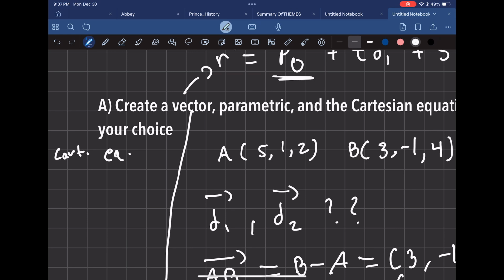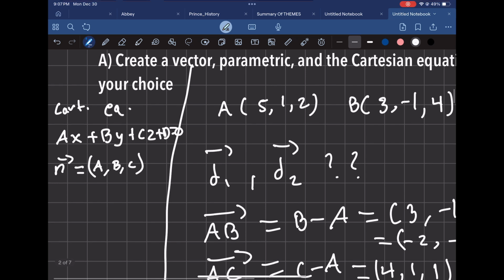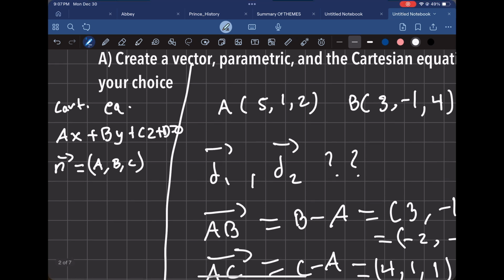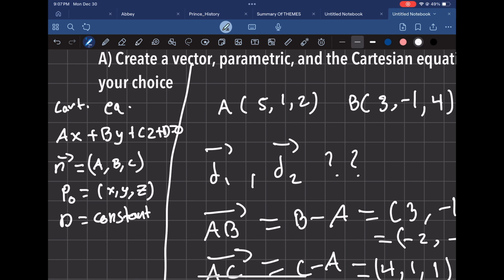A Cartesian equation is defined by the equation ax plus by plus cz plus d equals 0, and this is for a plane. Now the normal of this Cartesian equation is going to be a, b, c. That's the direction vector. And then the point given for this Cartesian equation, which is just the point that exists on this graph, is going to be x, y, z.